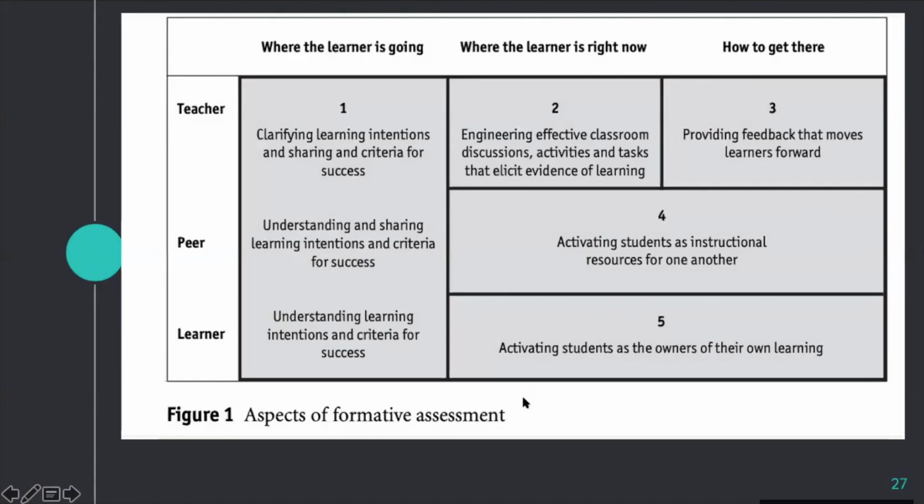All right. Then this table right here could show you what these key strategies could be like. So we have the teacher, we have the student or the peer, and then we have the learner, right? The teacher, clarifying learning intentions and sharing the criteria for success. So everything that you guys have been saying since the beginning. You need to help the student know where they are going. So you must share with them the learning intentions and the success criteria.